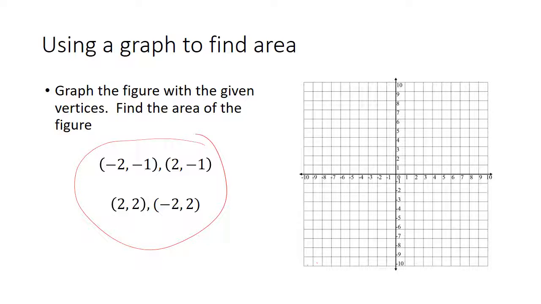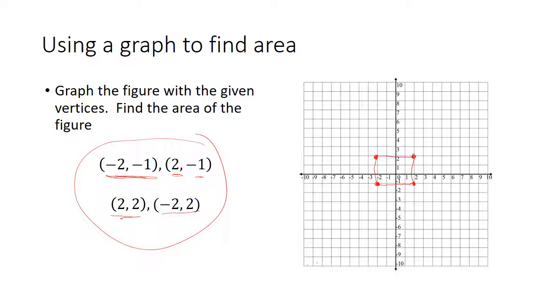First I'm going to graph my (-2, -1). I'm going to go to the left 2 and then down 1 and put my spot. Next is x is 2, y is -1, so I'm going to go to that spot. Then I have a (2, 2), so I'm going to go 2 up. And then a (-2, 2), so it would be that spot right there. Go ahead and connect my dots.